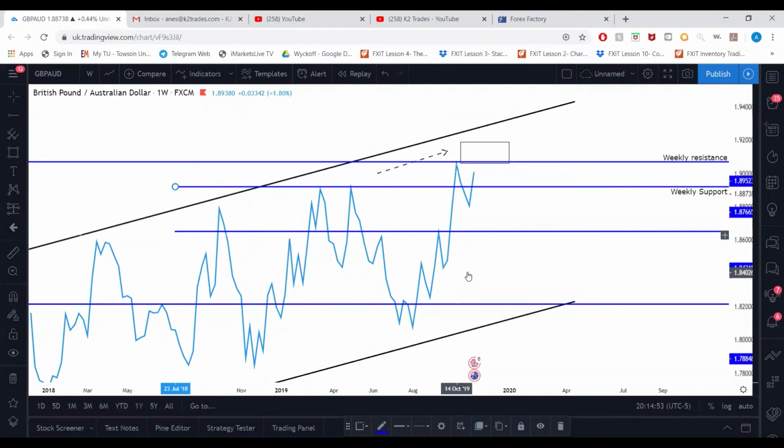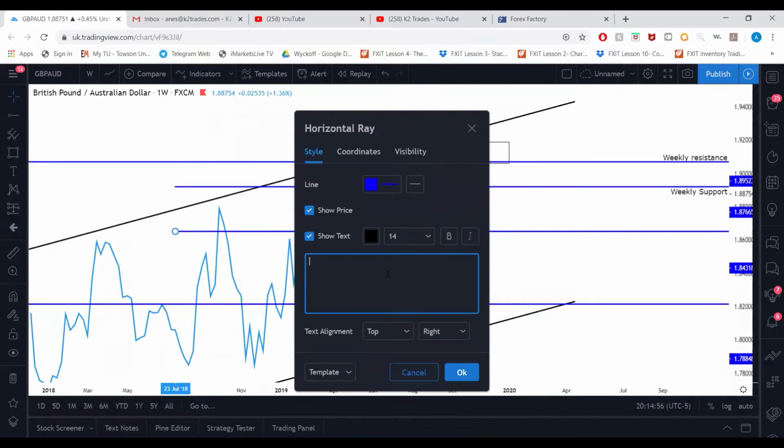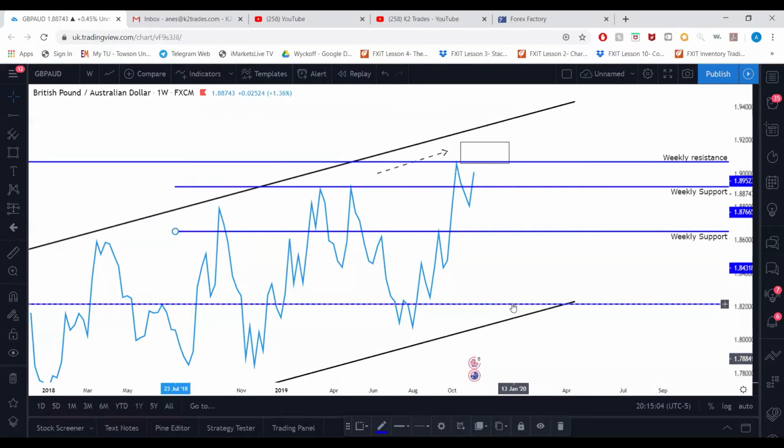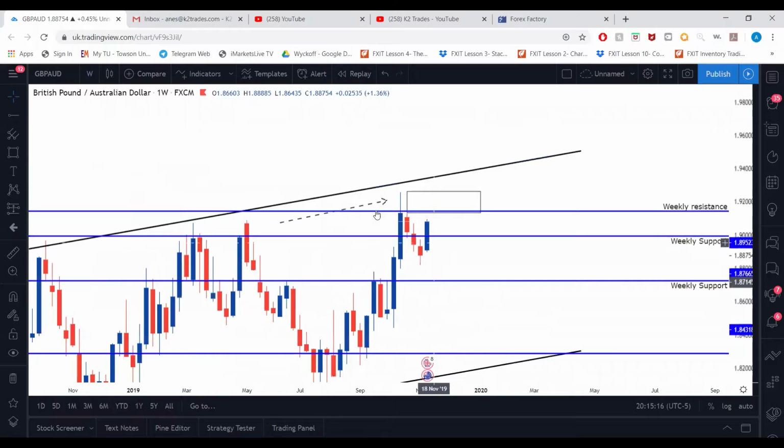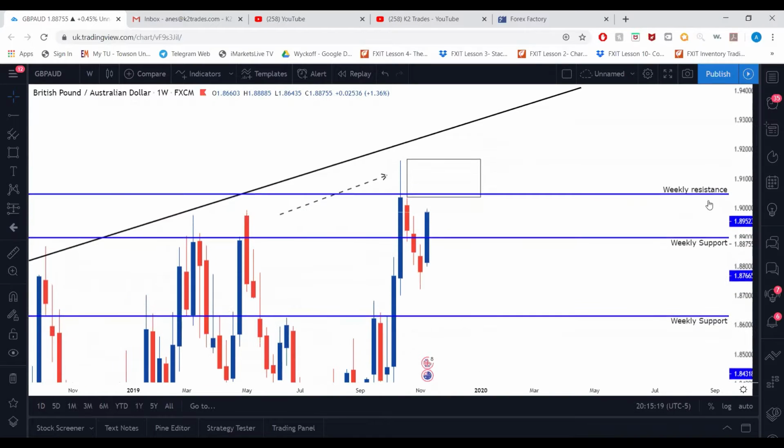Help you. This would be weekly support because it's below current structure. So put that on the bottom. And we don't really have to label this one because this is like 1100 pips away from the current structure. So it's nowhere near. You really need to focus on this current weekly range.